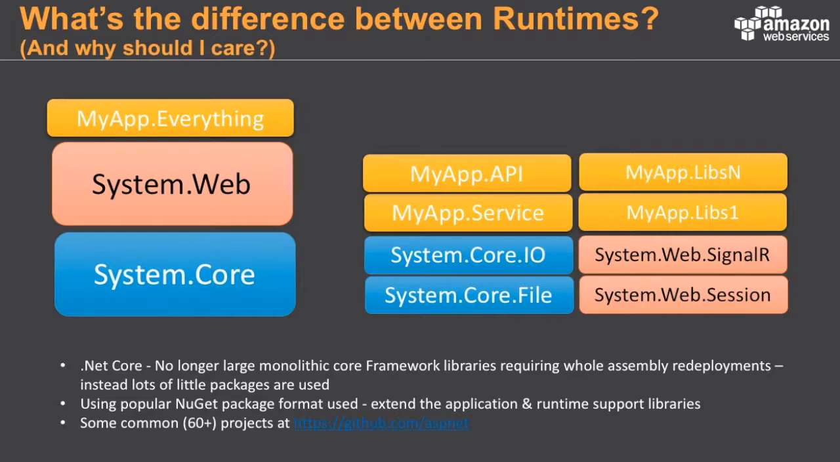As an example of that, if you head over to GitHub for ASP.NET, you will find there are at least 60 different projects that make up ASP.NET these days. So all of these can be pulled in or excluded depending upon your requirements of your application.